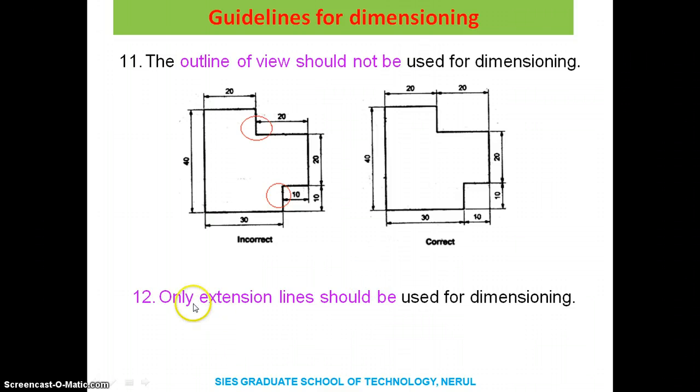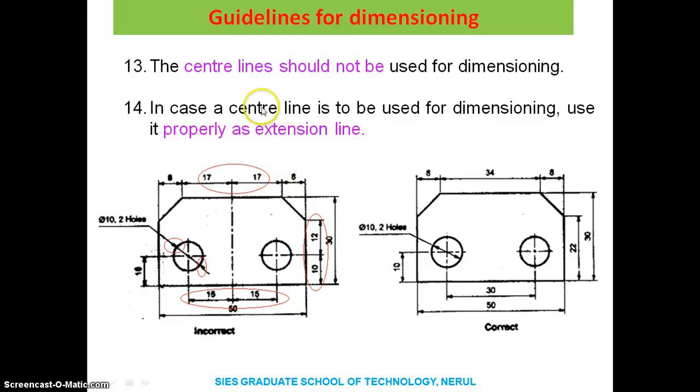The next rule is only extension lines should be used for dimensioning. The same thing about the center line, that is, here the center line is used for dimensioning. Instead of giving dimension in this way, it is better if we give it in this way. So avoid center lines. If it is not possible, then we need to use the center line. Like in this case, the center line is used for dimensioning, but here also this center line, as you can see, 15 and 15, instead of this, 30 is the distance between these two centers. So these two lines should be used, and that too with proper extension lines, for dimensioning.